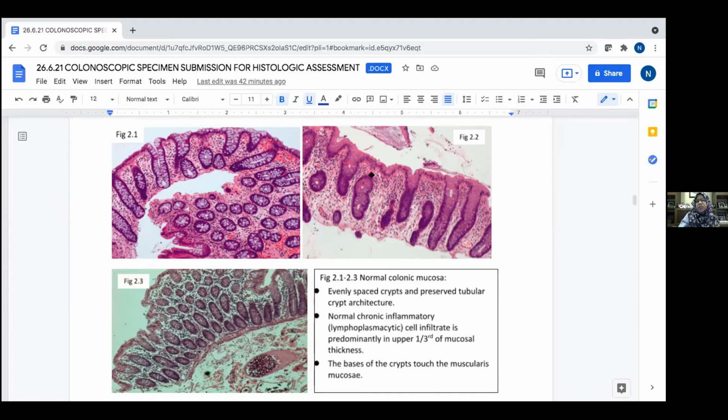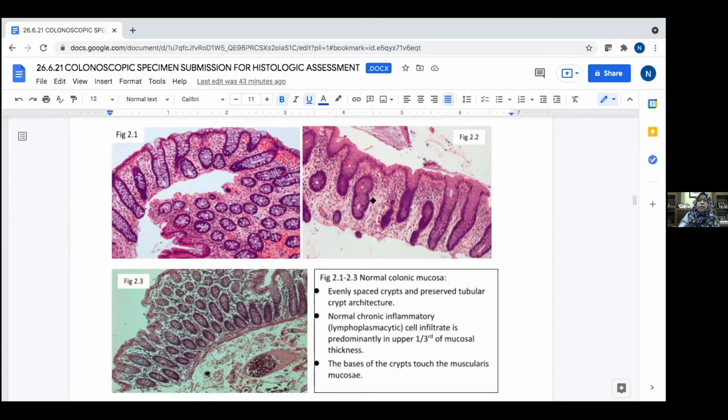And with regards to the inflammatory cells, the normal inflammatory gradient, or plasma cell gradient, or lymphoplasma cell gradient, is predominantly in the upper third of the mucosa. The lower third looks relatively empty. So in chronic IBD, you tend to lose this gradient. Okay.